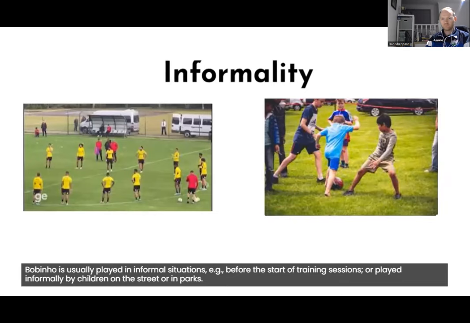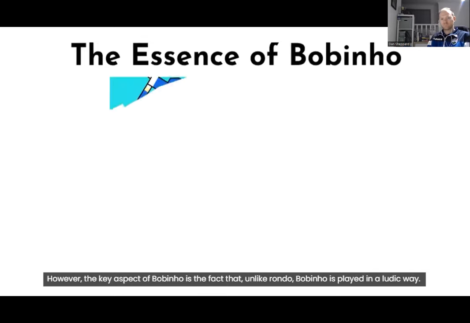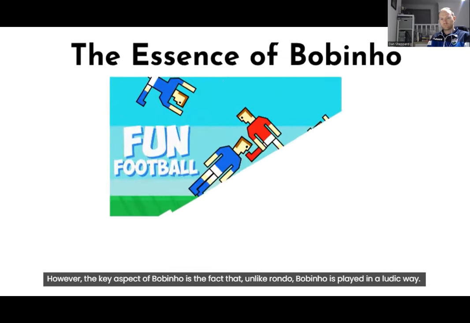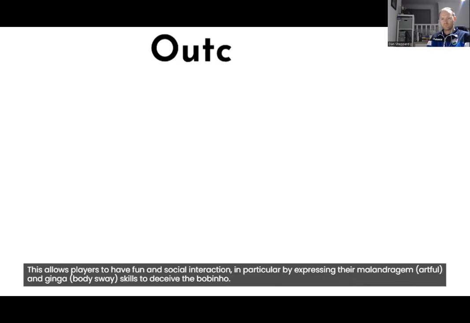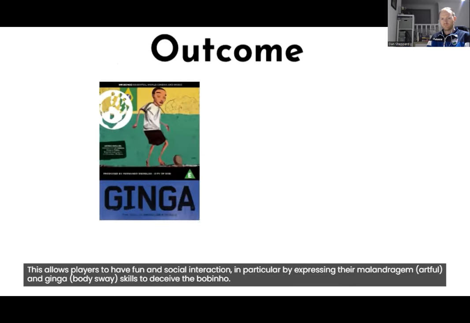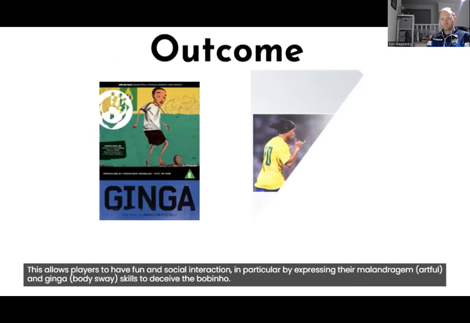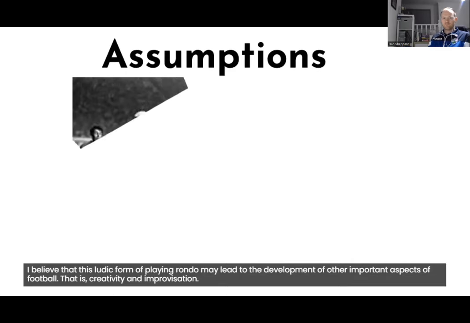However, the key aspect of bobinho is the fact that, unlike Rondo, bobinho is played in a ludic way. This allows players to have fun and social interaction, in particular by expressing their malandragem, artful, and ginga, body sway, skills to deceive the bobinho. I believe that this ludic form of playing Rondo may lead to the development of other important aspects of football, that is, creativity and improvisation.